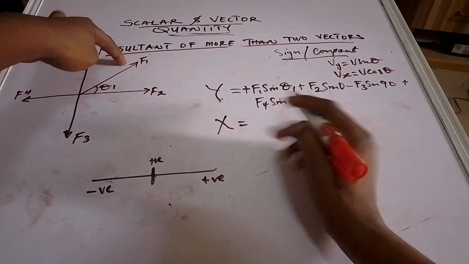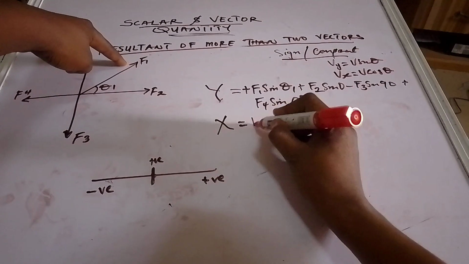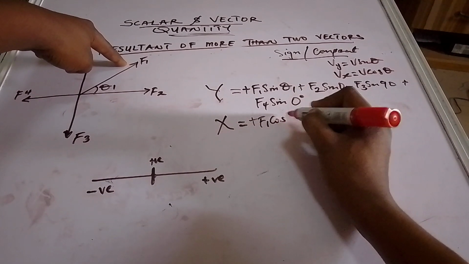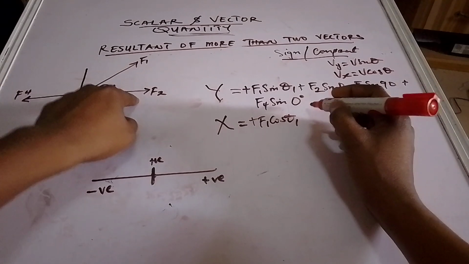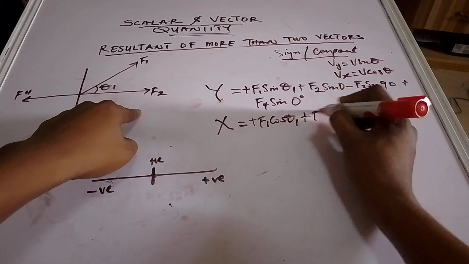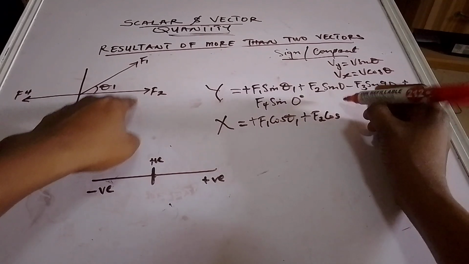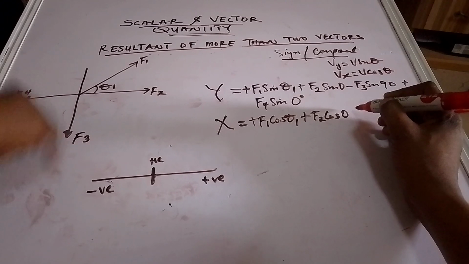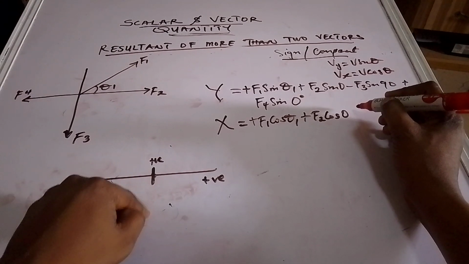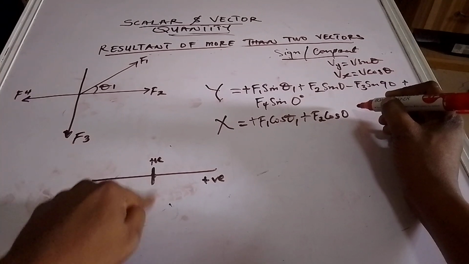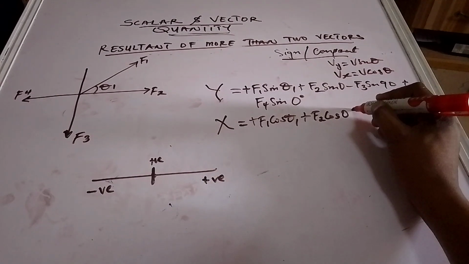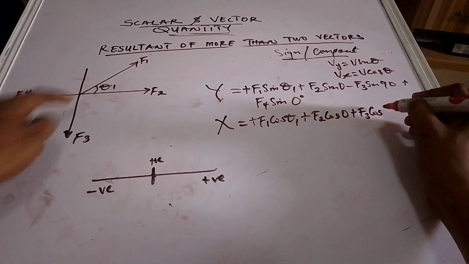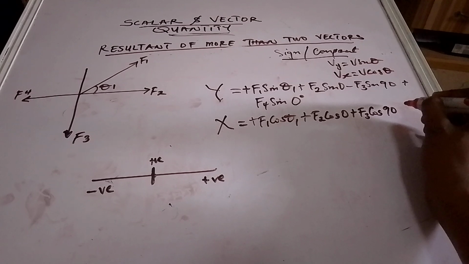For x, what is f1? It's pointing this direction, so it's positive f1. But we'll not say sine because it's x. X is cos theta 1. Now what is f2? It's also positive because it's pointing this direction. f2 cos. What is the theta here? 0. Cos 0. Now what of f3? f3 is in between. It's pointing at the center like this, pointing downward. It's neither pointing here nor here, so it's also positive. Plus f3. And what is the cos? The angle between here and the horizontal is 90. Cos 90.